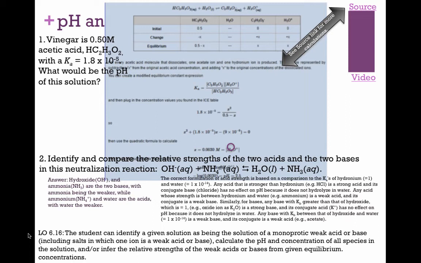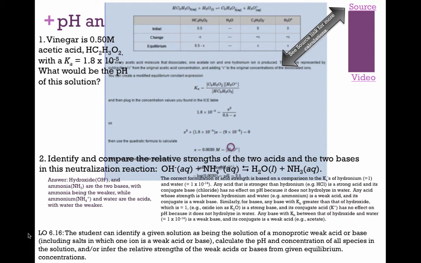Now let's compare them. Typically, you could use the Kas to compare. The higher the Ka, the stronger the acid. The higher the Kb, the stronger the base. But we can just kind of use what we know. OH minus versus NH3. Which is the stronger base? OH minus, because all of the strong bases that you know are hydroxides. So OH minus, even without knowing Kas and Kbs, just use what you know. OH minus is a strong base. NH3, you have to know that's a base, that's a weak base.